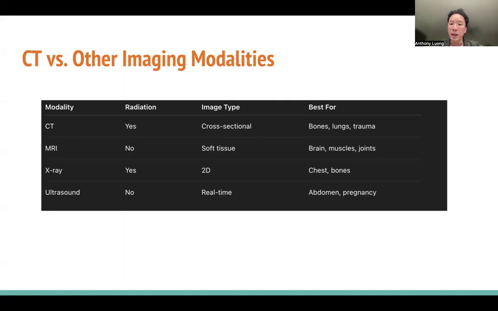And the chart breaks down what each modality is best used for. CT is best used for bones, lungs, or anything trauma related. MRI is more specifically for the brain, muscles, and joints. For X-ray, you have chest and bones. And lastly, ultrasound is for the abdomen, or more so for pregnancy, just to see where the baby is.